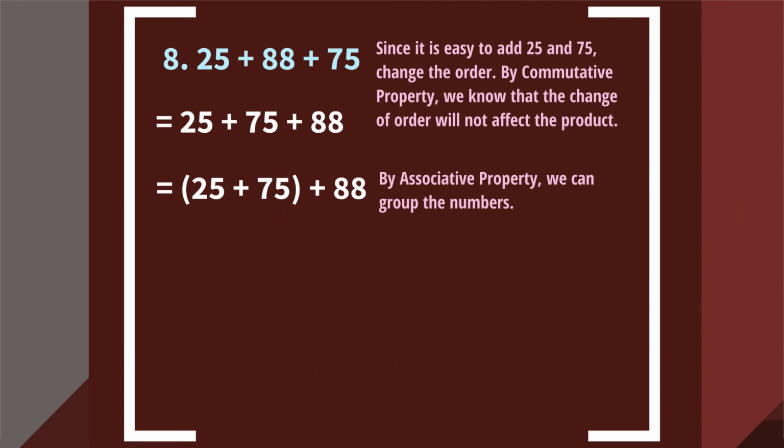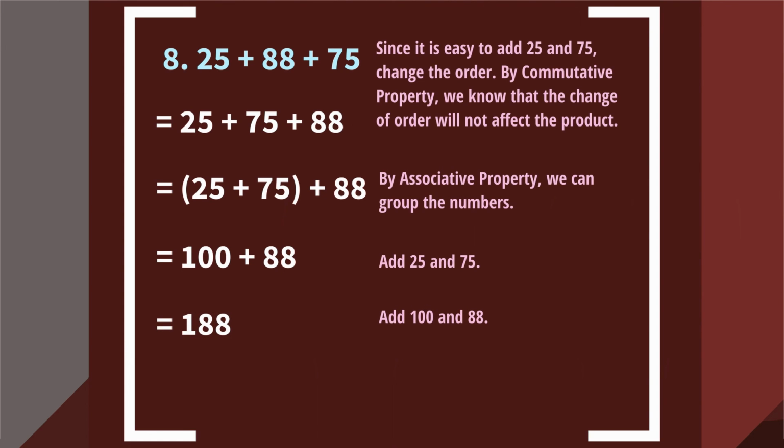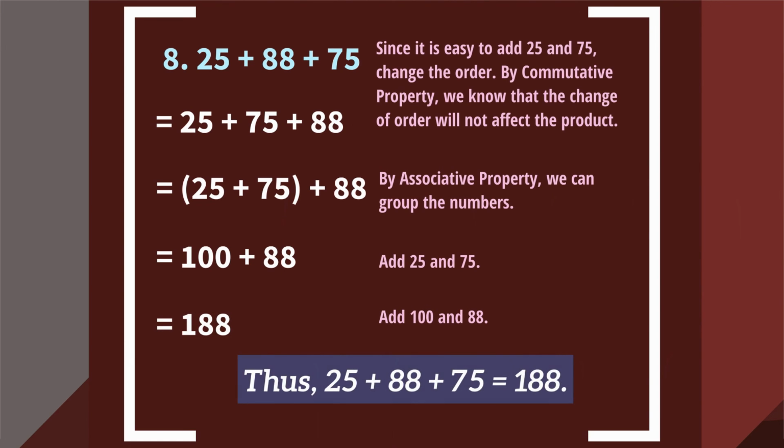Now, it's a lot easier to solve. 25 plus 75 is 100, and we just need to put plus 88 to come up with the simplified expression. So, we have 100 plus 88, and those two add up to 188. Thus, 25 plus 88 plus 75 is equal to 188.